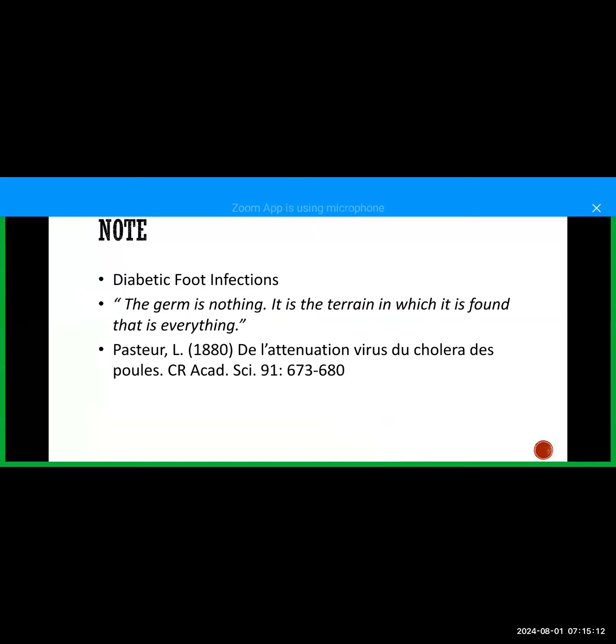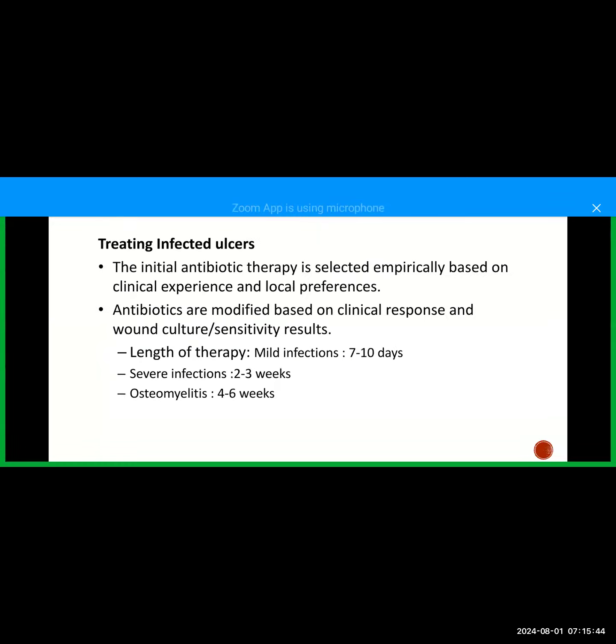Now, in terms of infection, it is important to know that the germ itself is not the problem. Using the quote by Pasteur, the germ is nothing, the terrain is everything. Most of the commonest organisms that typically cause infection in diabetic foot ulcer syndrome are organisms that typically occupy those environments. They include gram-positive cocci like the staphylococci, including methicillin-resistant staphylococci, and also streptococcus, the group A and group B streptococcus. Should be rounding up. Okay.